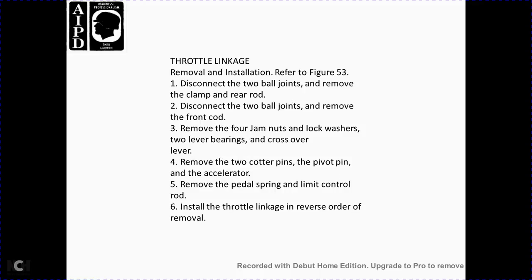Throttle link: remove the insulation. Refer to figure 53. Disconnect the 2 ball joints. Remove the clip at the rear end of the rod and disconnect the 2 ball joints. Remove the front end, and remove the 4 jam nuts with the lock washers. Remove the 2 levers with the bearing and the crossover lever.